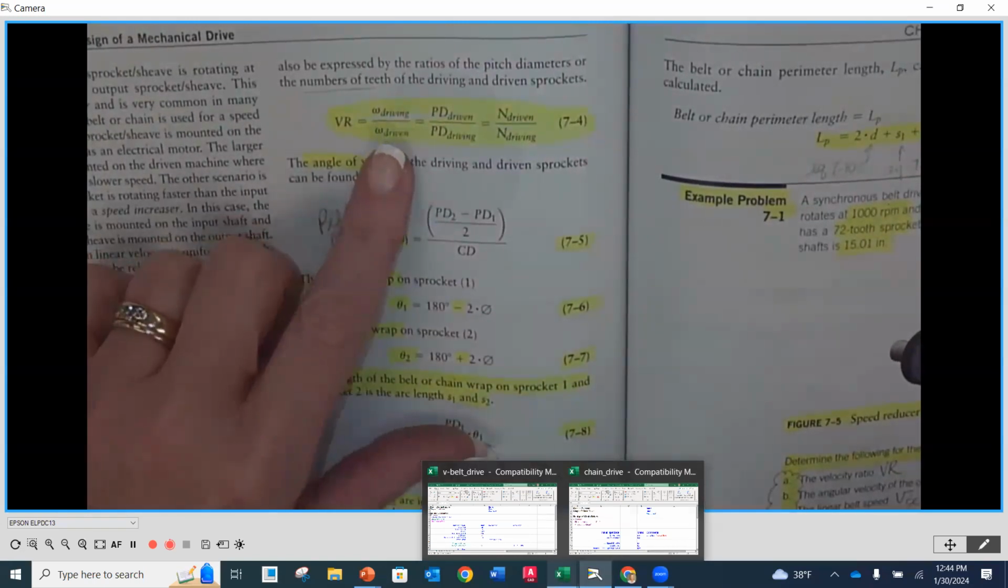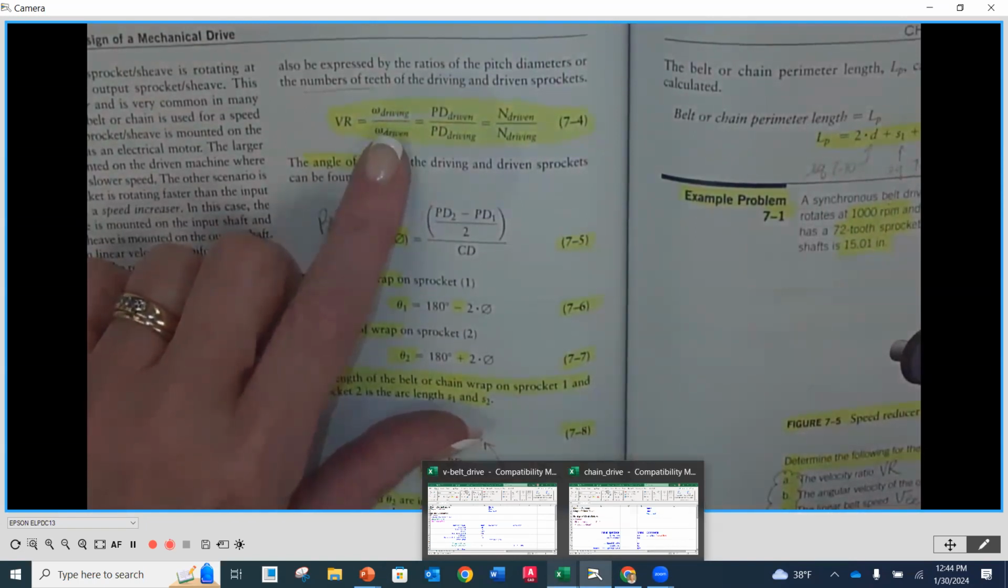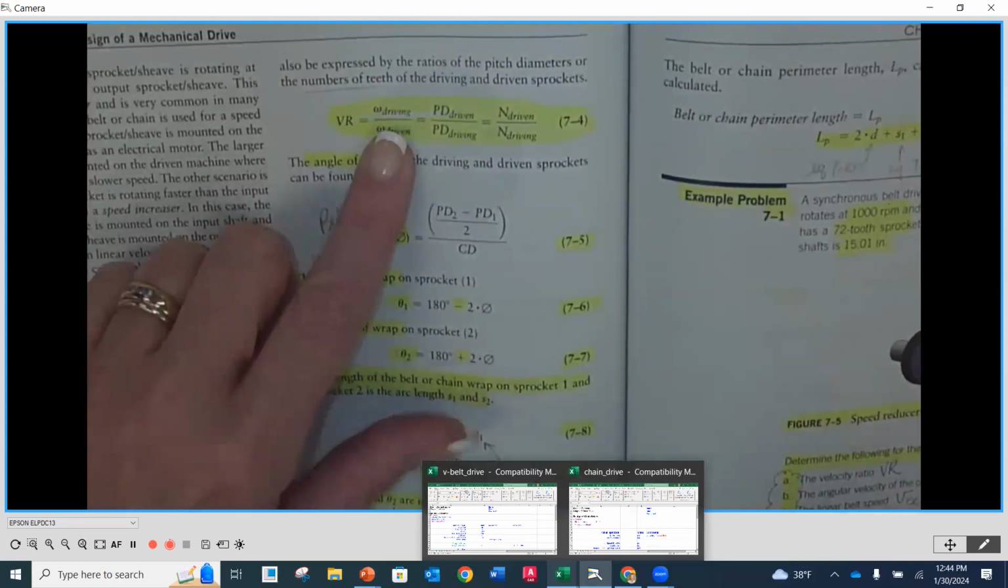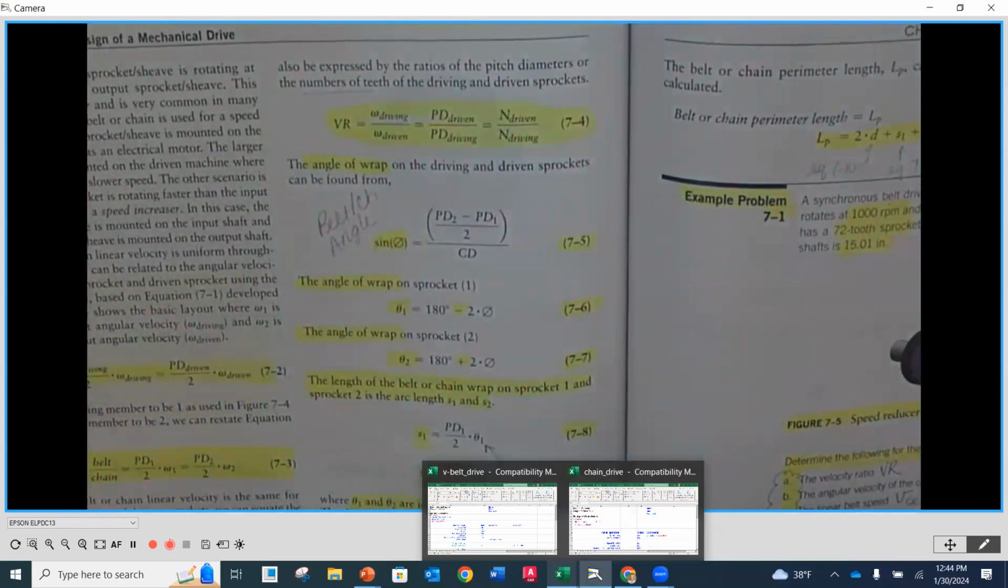The rotational speed, the W? Okay, why can't we do that? We don't have the output, exactly. We have the driving, but we don't have the driven. Okay, so this one we can't use. What other one can't we use?